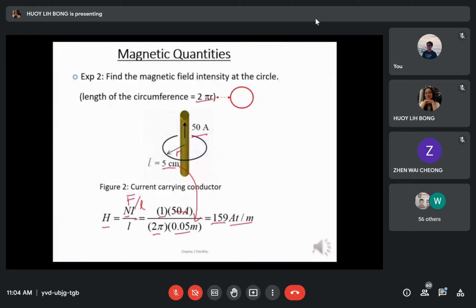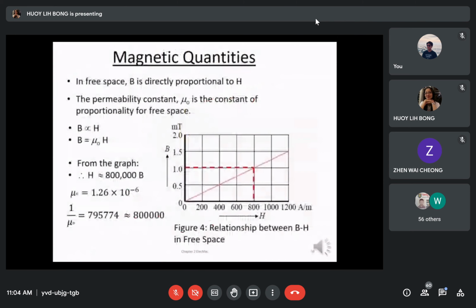In free space, the magnetic field density is directly proportional to the magnetic field intensity, which we can write as B equals K times H. This constant is called the permeability constant, or mu naught. It is the constant of proportionality for free space. Hence, we can write B equals mu naught times H.